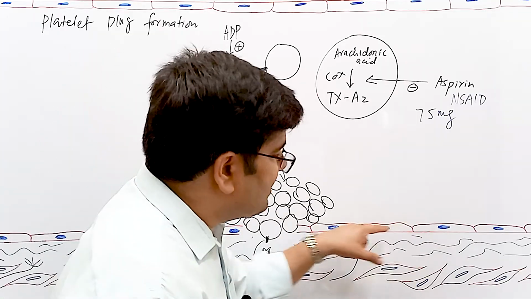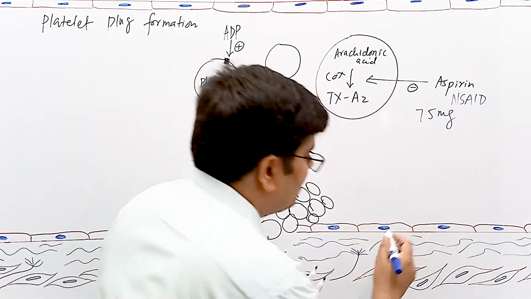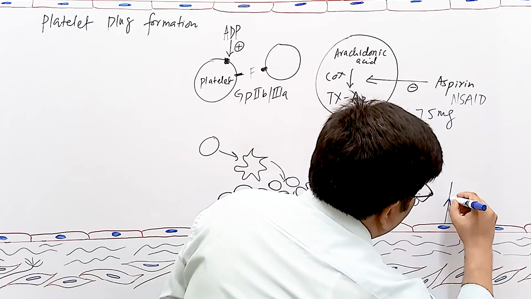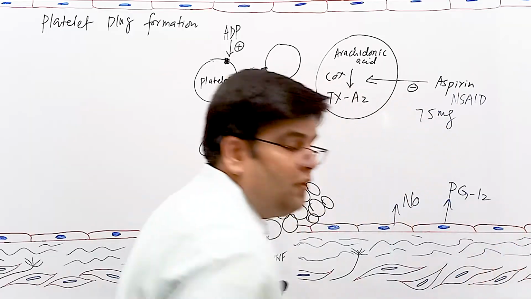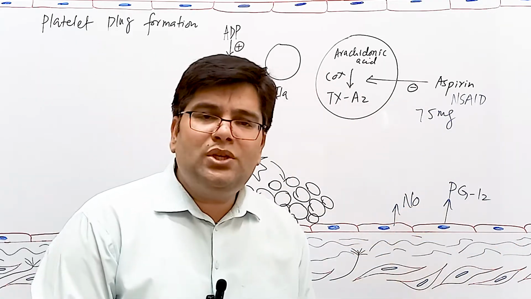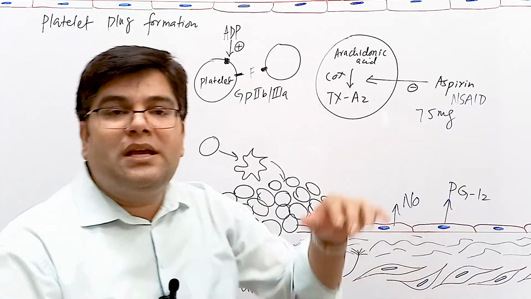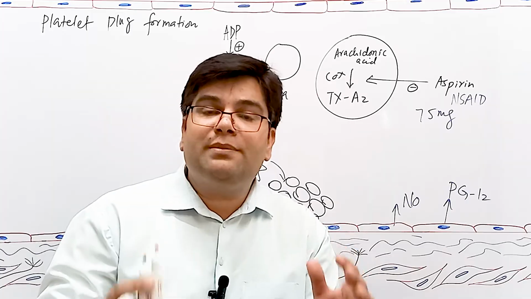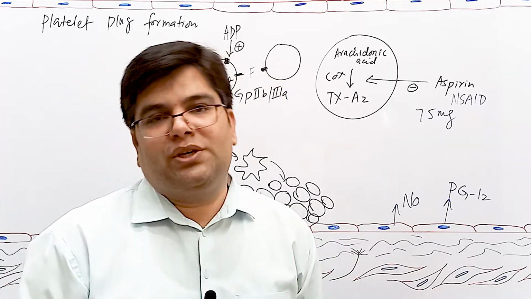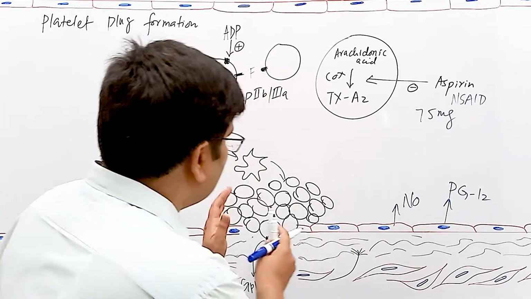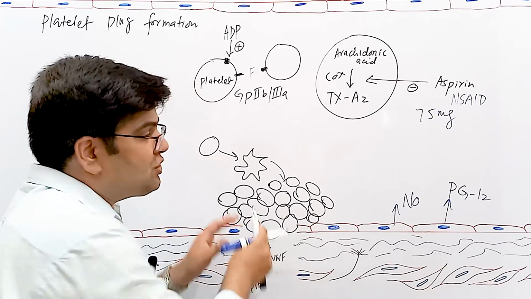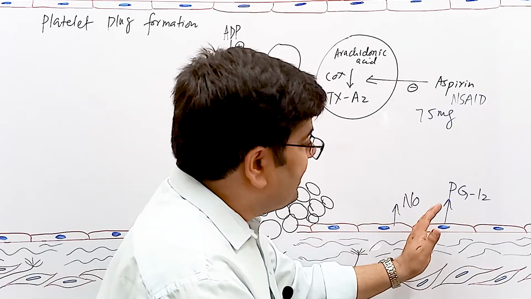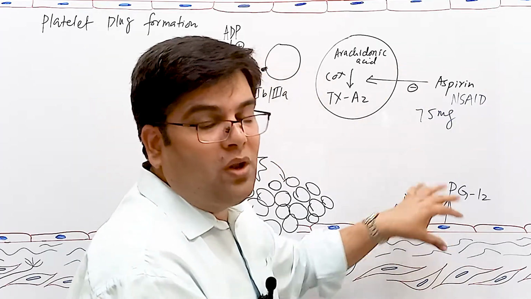But where the endothelium is intact, that endothelium is producing chemicals like nitric oxide and also prostaglandin I2, which is also called prostacyclin. These two factors are very important vasodilators. They prevent the aggregation of platelets to the normal endothelium. And this is why this platelet plug formation, which is a positive feedback mechanism, is stopped by the negative feedback mechanism, and does not spread to the normal adjacent lining of the endothelium of the vascular wall.